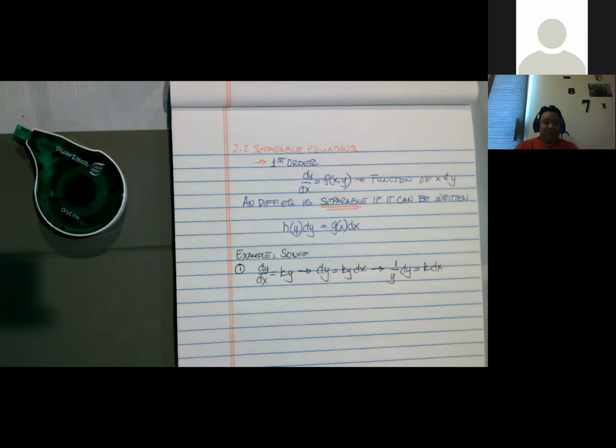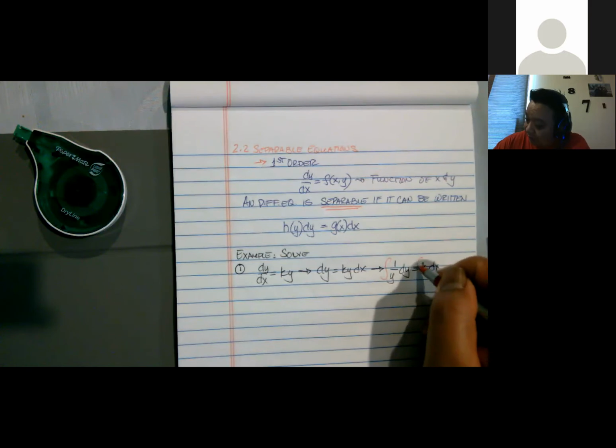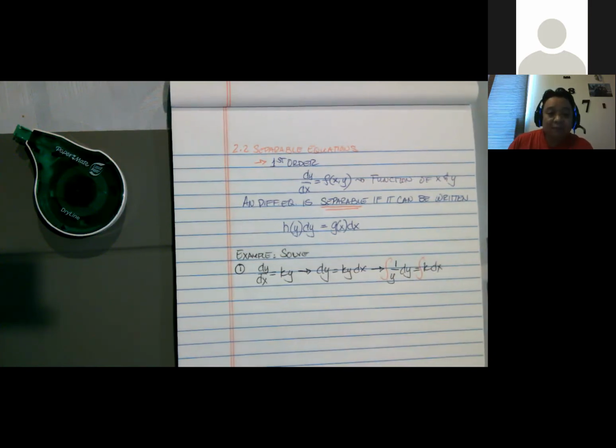Questions? So this is separable. You were able to separate the y's from your x's. And so you now have a separable differential equation. So now the next step is kind of like the reverse of a derivative. You now integrate. So integrate both sides. So what's the integral of 1 over y?